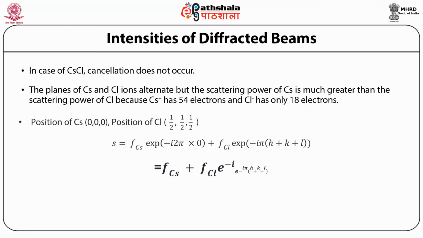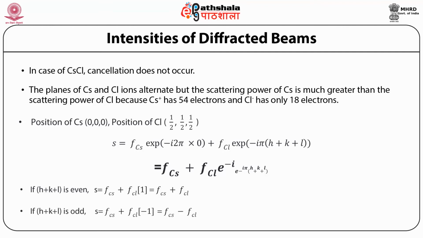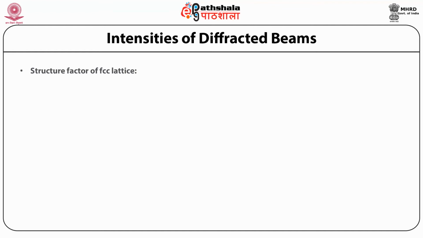So for this, if H plus K plus L is even, then S will be equal to FCS plus FCl into 1, that equals FCS plus FCl. And if H plus K plus L is odd, then S will be equal to FCS minus FCl. Now let us calculate the structure factor of the face-centered cubic lattice, or the FCC lattice.